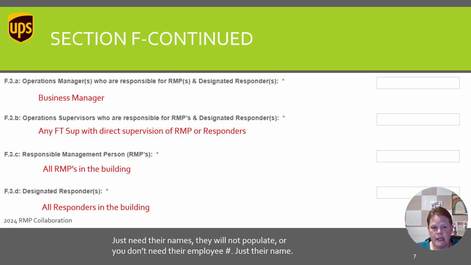Same thing, responsible management person, that needs to be all of the RMPs in your building. And then designated responder needs to be all of the responders in your building. I know we do have just a handful of buildings that don't have any responders. So again, that box has to have something in it. Just type none. Type the word none. We don't populate their names in anything in those boxes. You're just typing it in there. So just first responder's name, comma, next responder's name, comma, next responder's name, comma, however many you've got. We don't need to populate a name and we don't need an employee number. We just need their name in there.